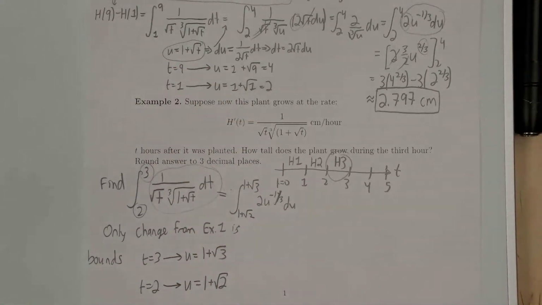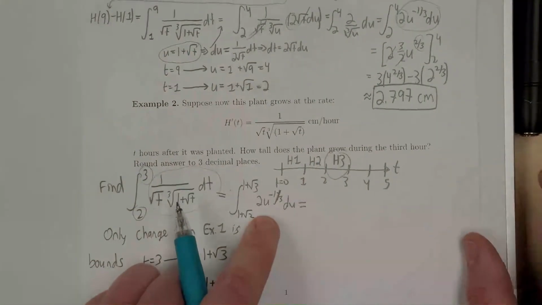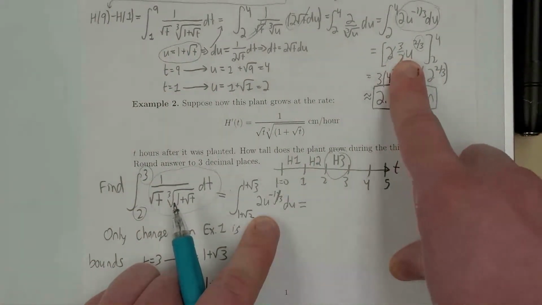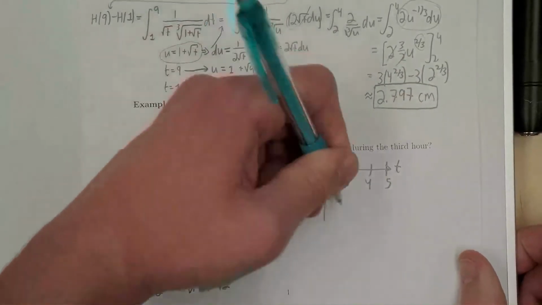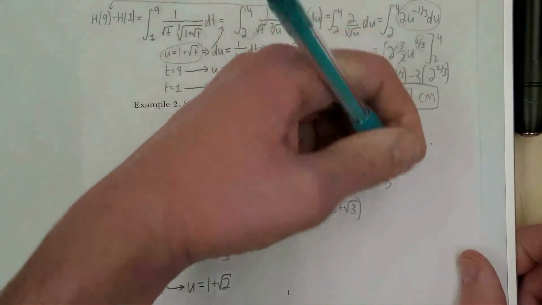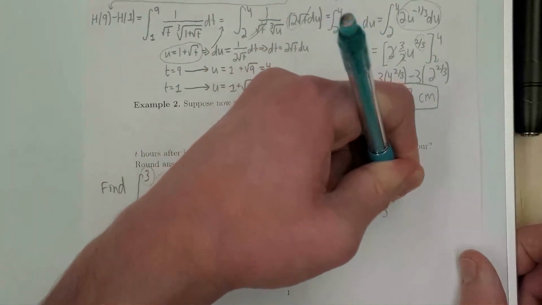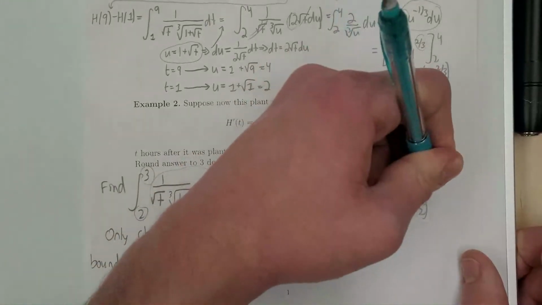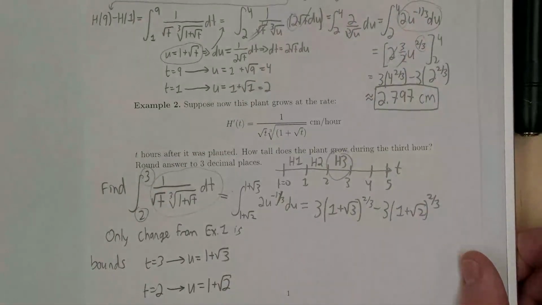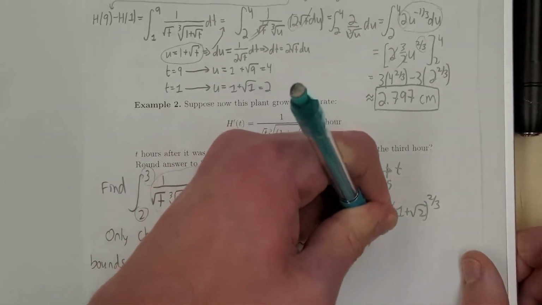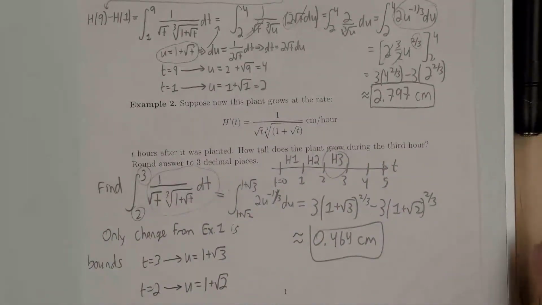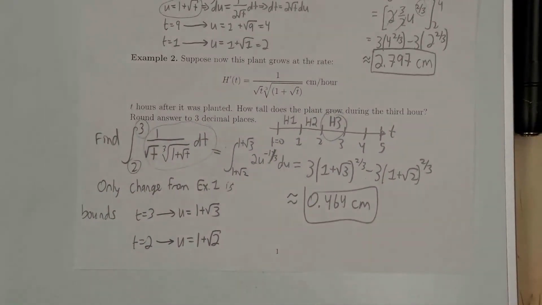If we take the antiderivative, we still end up with 3 times u to the 2/3. Then applying the fundamental theorem, you end up with 3 times (1 plus root 3) to the 2/3 minus 3 times (1 plus root 2) to the 2/3. Because it still plays out the exact same way. Plug that into a calculator, and you should have 0.464 centimeters as your final answer, rounded to 3 decimal places. Okay?